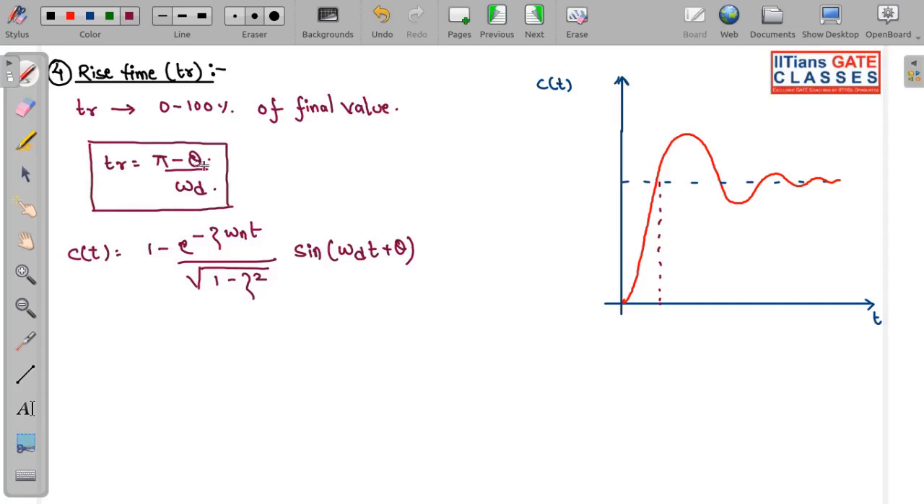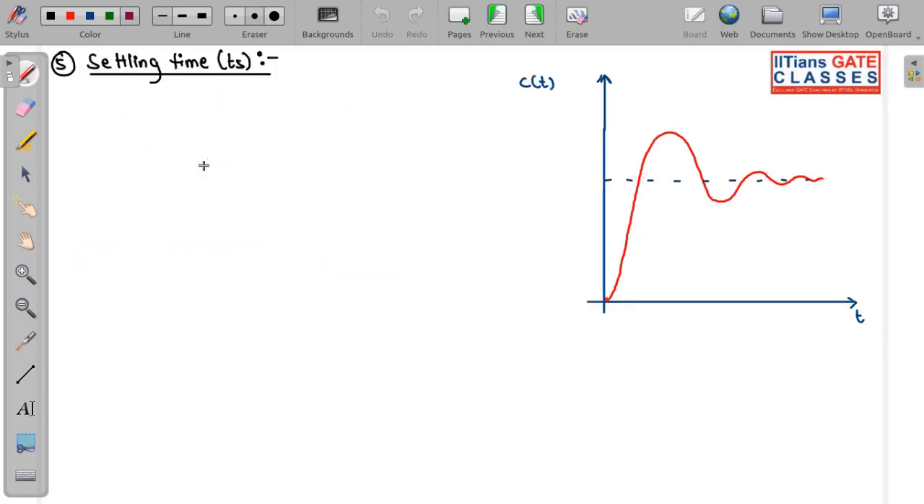The next over here we have is your settling time. Settling time remains the same even over here. For 2% error band, your settling time will be equal to 4 tau. For 5% error band, this will be equal to 3 tau.